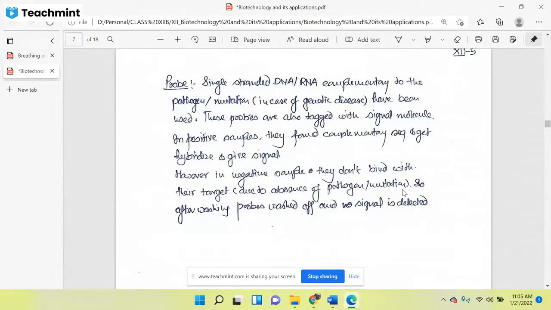If no pathogen is there, if no particular mutation is there, then this probe will not be able to bind with it. We will do the washing procedure, and this probe will be washed off, and it will not provide any signal. So after washing, probes will be washed off and no signal will be detected. If signal is not there, it means probe is not there, so that particular sequence is not there. If signal is there, it means the probe has hybridized with the DNA or RNA of the pathogen or the mutation, so that particular sequence is there.